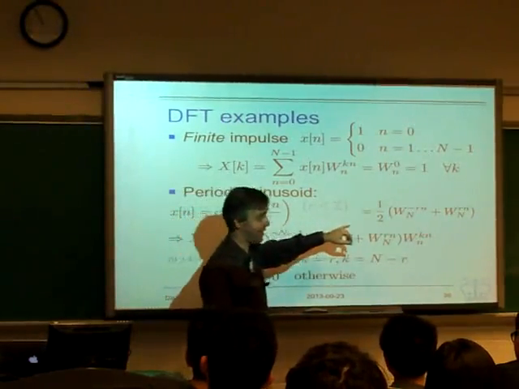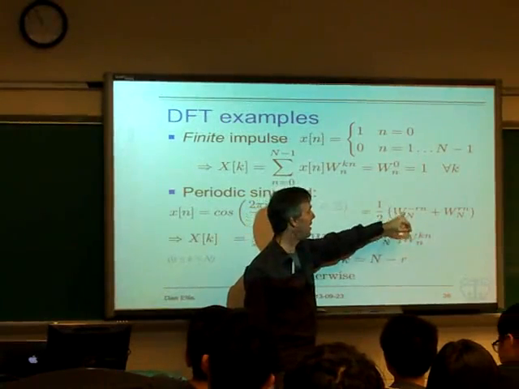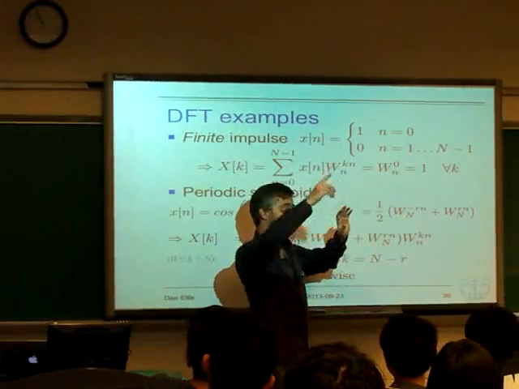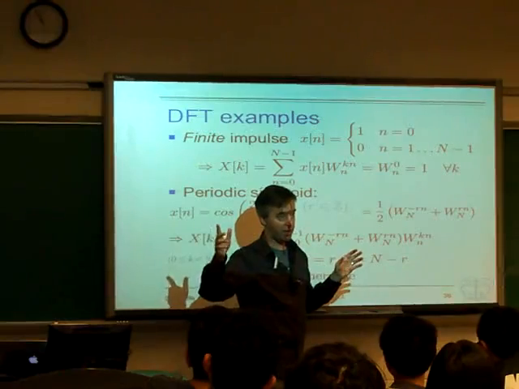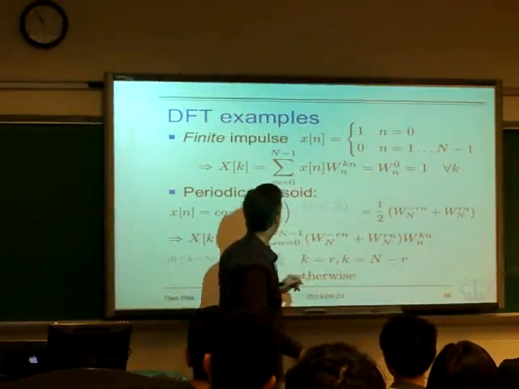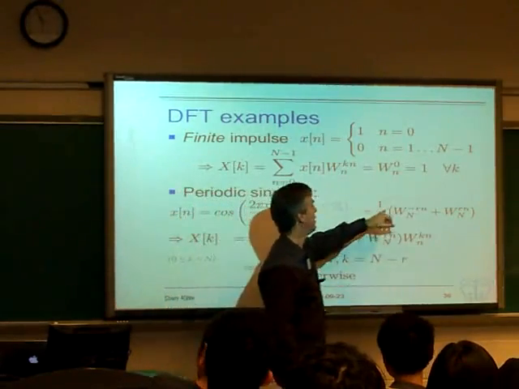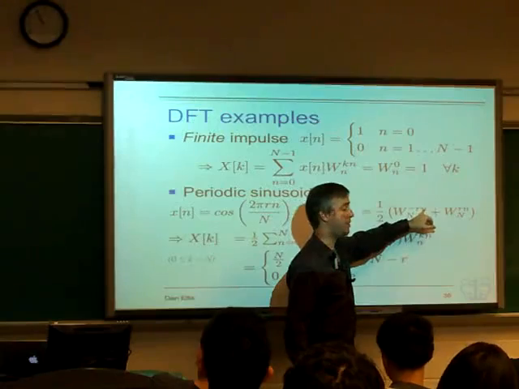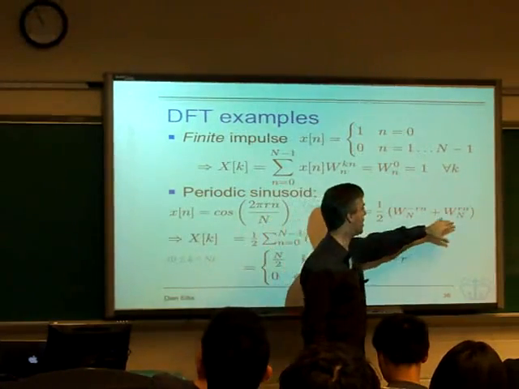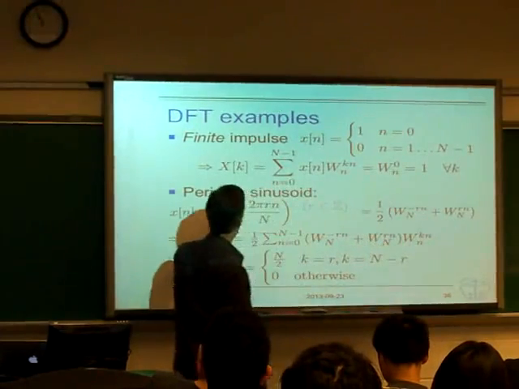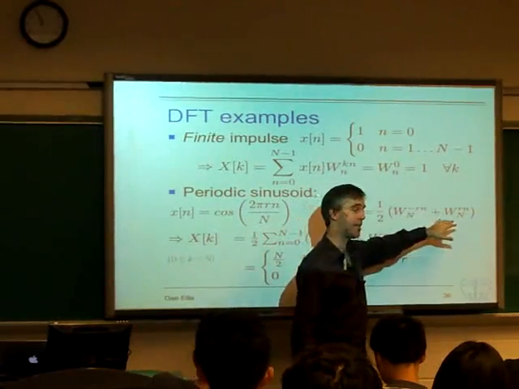We can express this in terms of our big W, right? Because big W is the basis that forms exactly one cycle in big N samples. So if we have something that's completing R cycles in big N samples, it's just W sub N to the Rn. And then if it's an exponential sinusoid, it's just that. If it's a real sinusoid, we have to make it by combining two of these to cancel the imaginary parts.